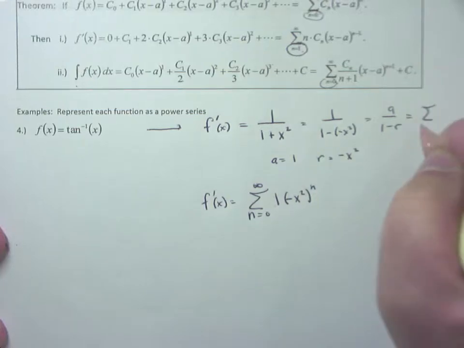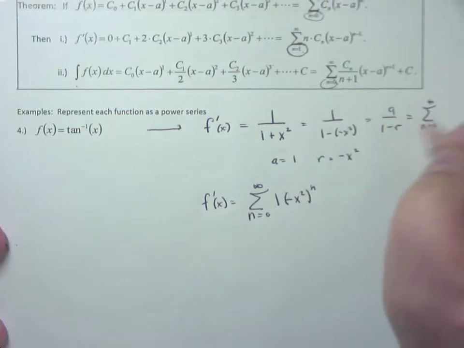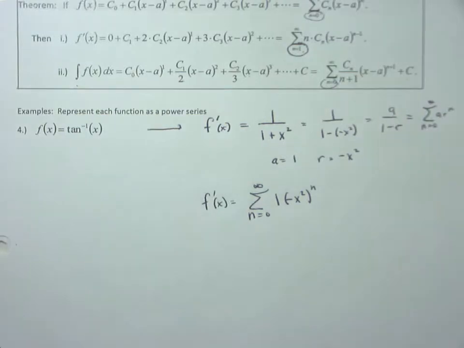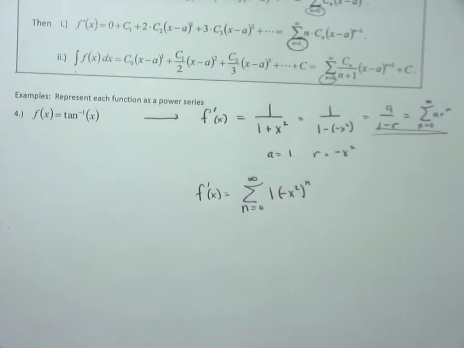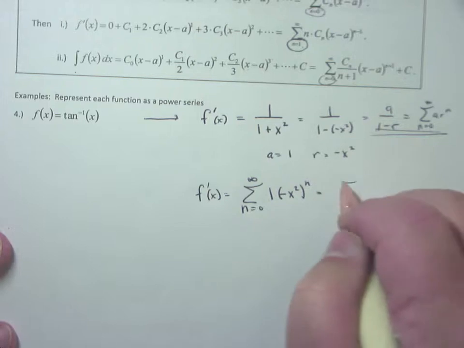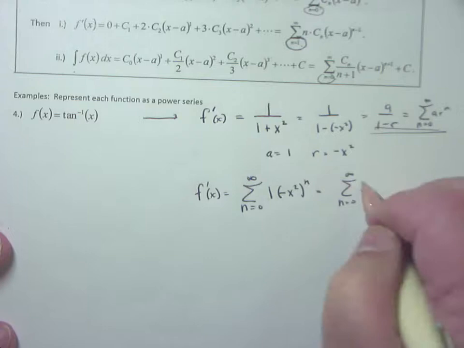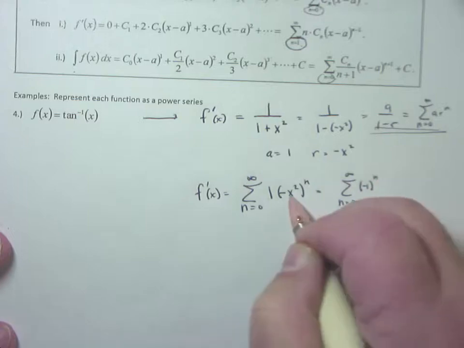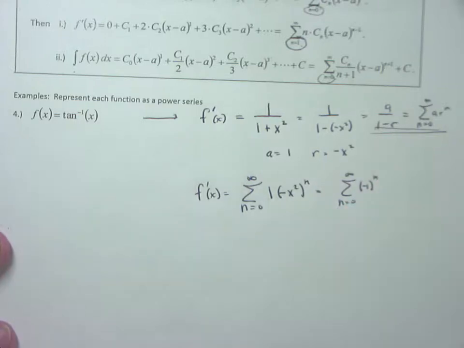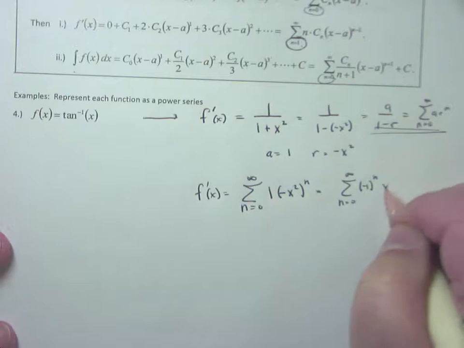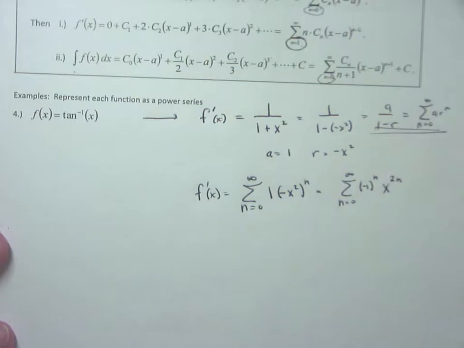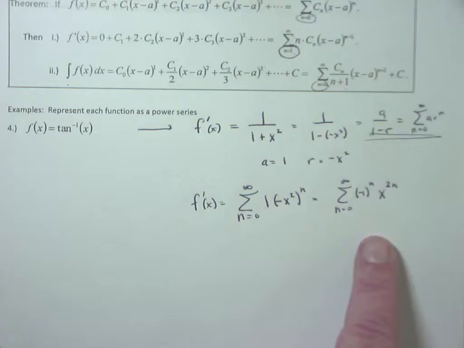Remember, the whole goal is to convert a over 1 minus r into a times r to the n, the sum as n goes from 0 to infinity of a r to the n. This is what we're doing. So I've got this, but I want to clean it up. This would be equal to the sum as n goes from 0 to infinity of negative 1 to the n times x squared to the n. What is x squared to the n also known as? Power to a power, you multiply. What do you get? x to the 2n. This is the power series.